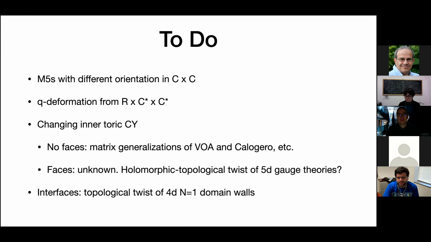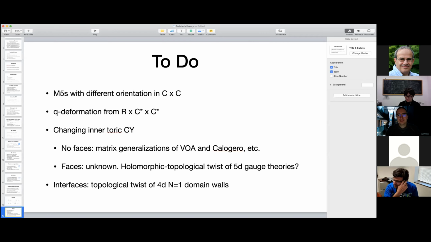I have a question, may I? Sure. It's a naive question. Characters of W algebras are mock modular forms or false theta functions. When you produce a W algebra from a 6D superconformal field theory, what do the coefficients of the character of the W algebra mean for the 6D CFT? Are they counting something there?